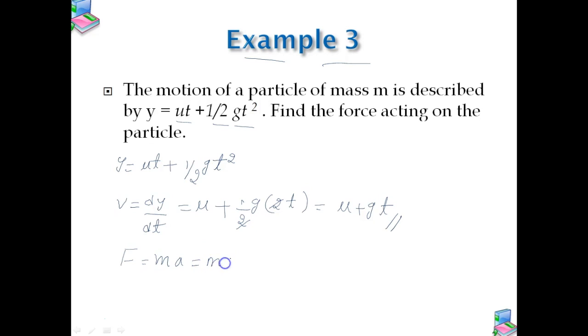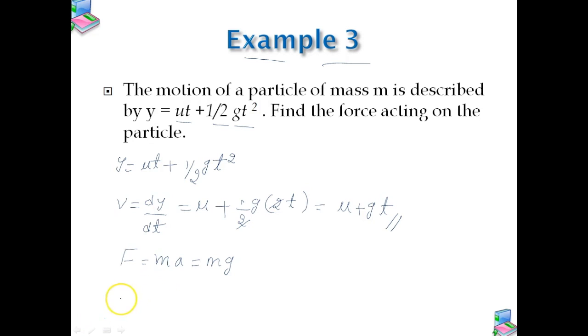So that is m into g. Thus the given equation describes the motion of the particle under acceleration due to gravity, and y is the position coordinate in the direction of g. This is the equation for the motion of a particle under the acceleration due to gravity.